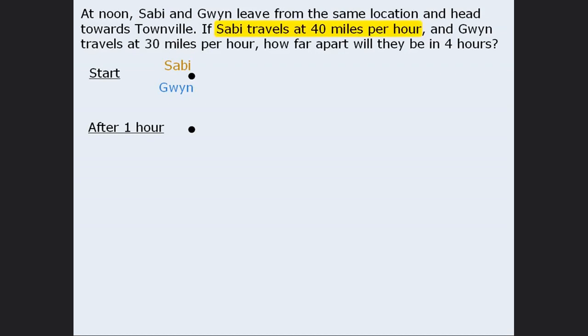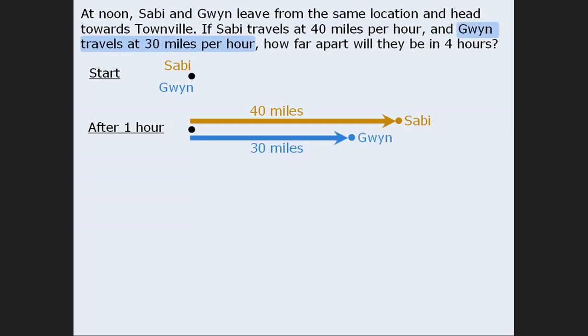Since Sabby travels at a speed of 40 miles per hour, she will have traveled 40 miles after 1 hour. Similarly, since Gwyn travels at a speed of 30 miles per hour, he will have traveled 30 miles after 1 hour. As you can see, the distance between Sabby and Gwyn is expanding since they began at the same place and after 1 hour they are no longer together. We can calculate the expansion rate by subtracting Gwyn's distance of 30 miles from Sabby's distance of 40 miles. So after 1 hour, the two of them are 10 miles apart, so we can say that the distance between them is expanding at a rate of 10 miles per hour.